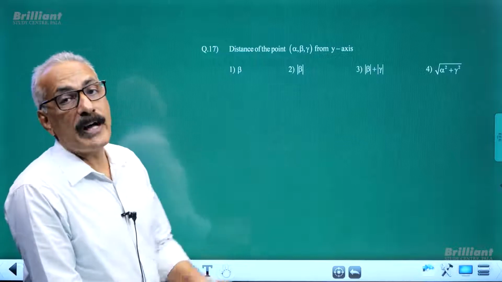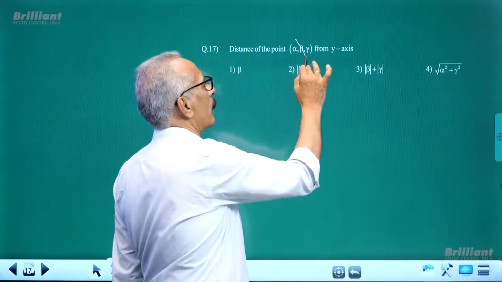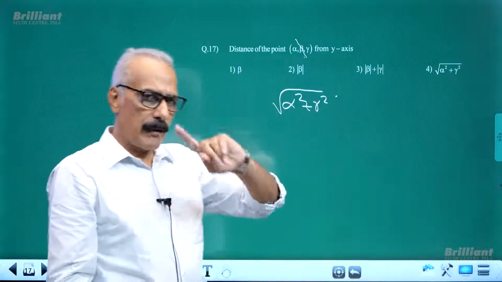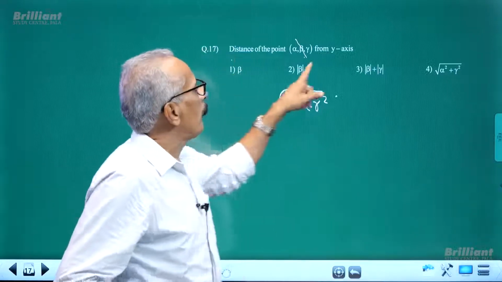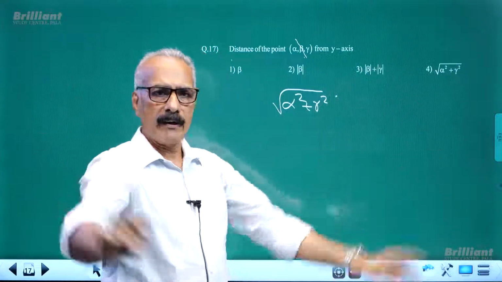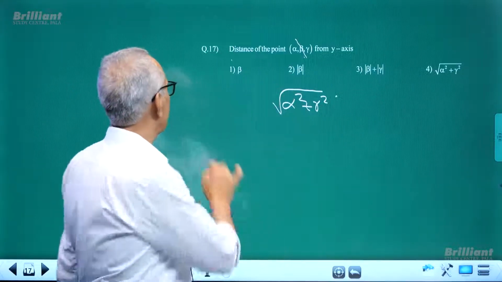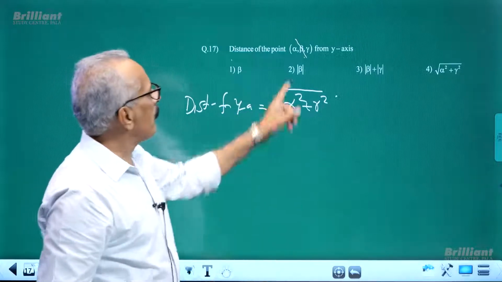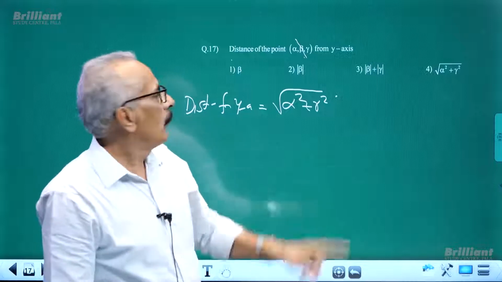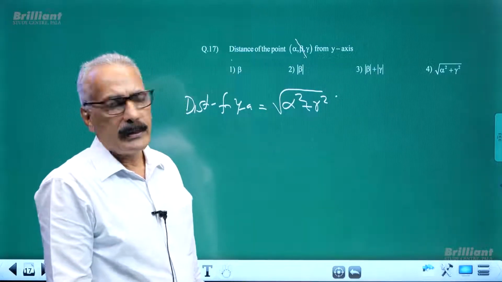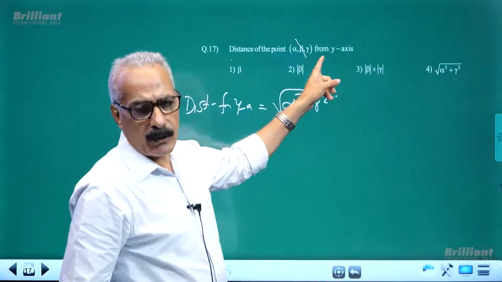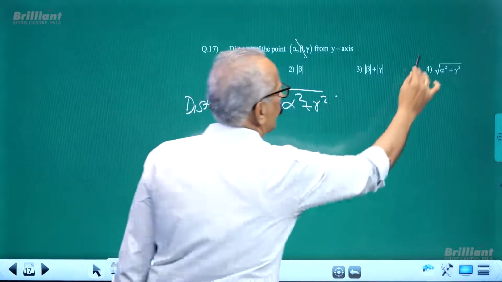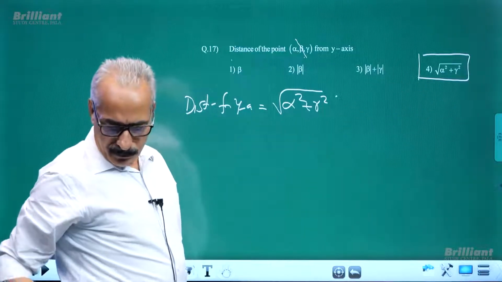Distance of the point from y-axis. Root of alpha square plus gamma square. Many a times in many discussions I told you, distance from y-axis, delete the y coordinate. Root of alpha square plus gamma square, that's the distance. Distance from x-axis, delete the x coordinate, root of beta square plus gamma square. Distance from z-axis, delete the z coordinate, root of alpha square plus beta square. Remember. Okay, so it is 4. So 17, that is 4.